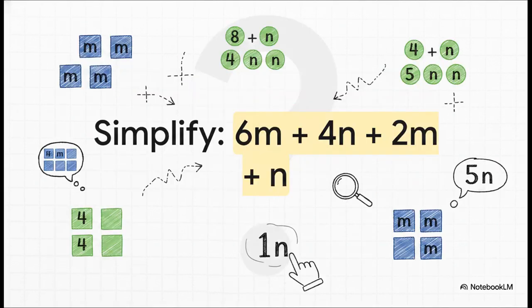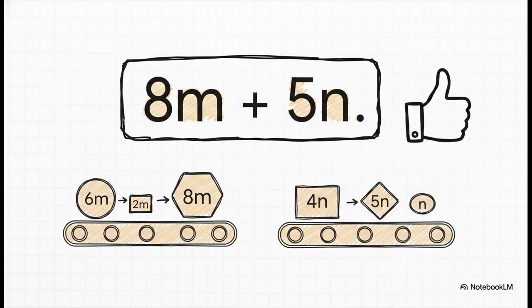Excellent. Last one, a bit of a challenge. Simplify this. 6m plus 4n plus 2m plus n. Now remember, if a variable doesn't have a number in front of it, it's like there's a secret 1 there. Go ahead. And the final answer is 8m plus 5n. You combine the 6m and 2m to get 8m, and then you combine the 4n and that single n to get 5n. You're really getting the hang of this.